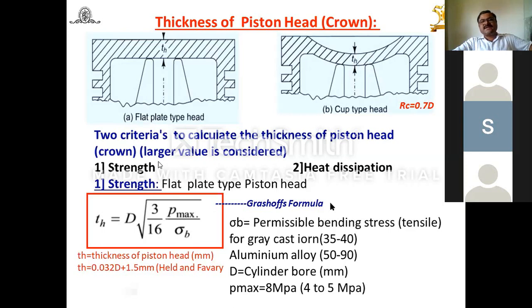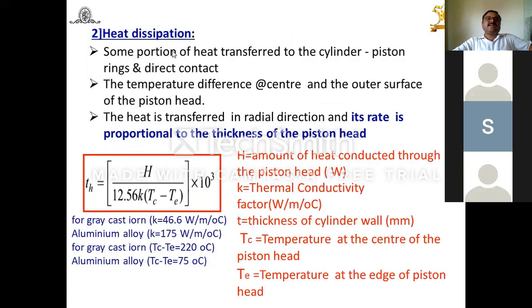Let us see heat dissipation. Here, how much thickness is required to dissipate the heat effectively? That is the criterion which comes under heat dissipation. Now, how is heat transferred from the piston to the cylinder? Some portion of the heat is transferred to the cylinder by piston rings and direct contact. The temperature difference: you will find the piston is a circular, cylindrical disc. The temperature at the center is high and at the outer surface it is low. There is a temperature difference, and we are going to take it into account while finding the thickness of the piston head under this criterion. And heat is transferred in the radial direction.